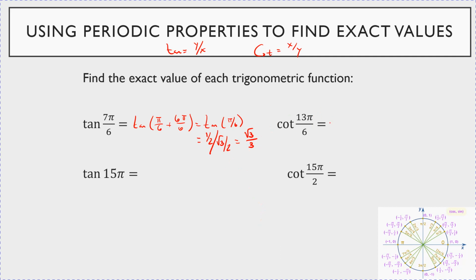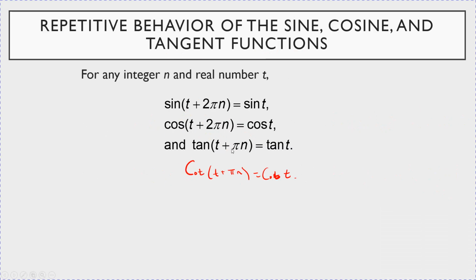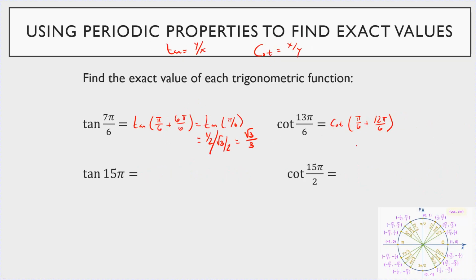Here, cotangent, I'm going to write this as pi over 6 plus 12 pi over 6. And look, what is 12 pi over 6? That's 2 pi. But it repeats every n pi, so that works out too. So this is just cotangent of pi over 6. And so again, that's going to be x divided by y. So pi over 6 is right here. So this is the square root of 3 over 2 divided by 1/2, which is just the square root of 3.